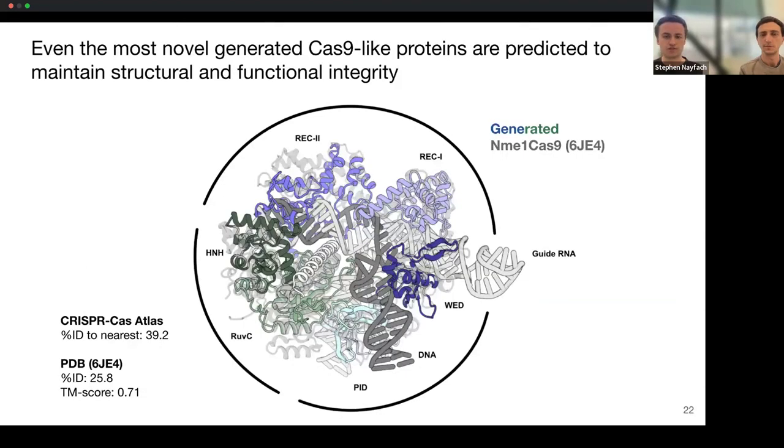One interesting protein that we found was this generated sequence shown here with the domains colored and labeled. This protein was only 39.2% identity to the closest natural counterpart in the CRISPR-Cas atlas. It was predicted by AlphaFold to fold into a structure that looked complete. So you can see all the domains of this Cas9 protein colored and labeled. When we aligned this to the PDB, we found that it most closely resembled NME1 Cas9 with a TM score of 0.71, meaning they're generally the same structure, and only a sequence identity of 25.8%.